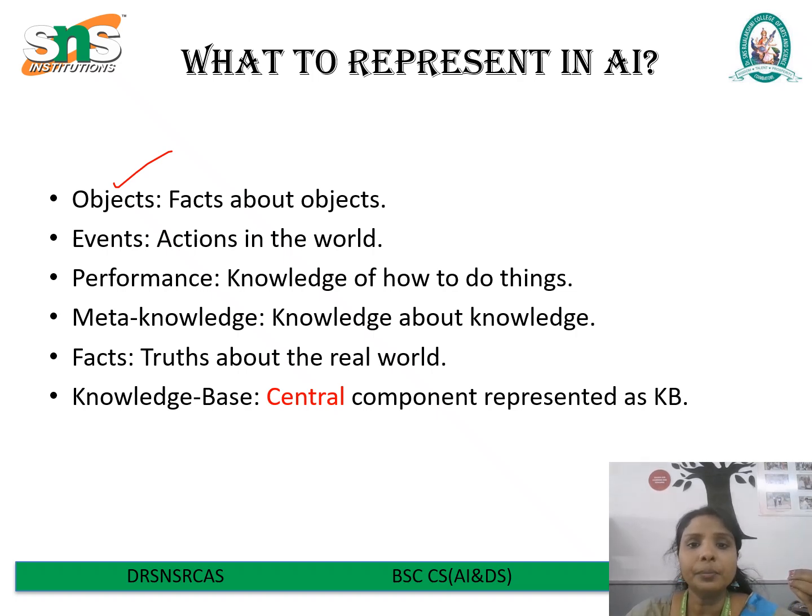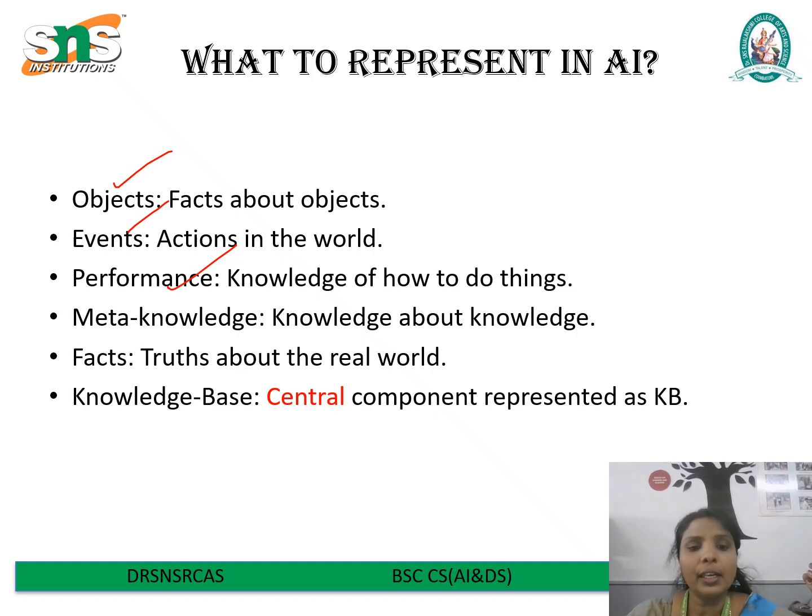Next, we have events, which are actions in the world. Events help AI understand and respond to change, such as detecting motion in a security camera feed or tracking a user's online activity. The next important category is performance, which means knowledge of how to do things. This procedural knowledge is essential for tasks such as navigating, playing a game, or even operating machinery.